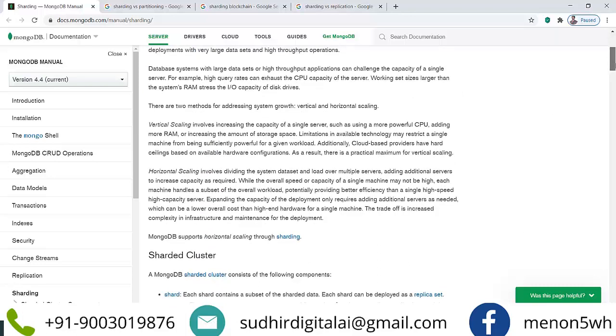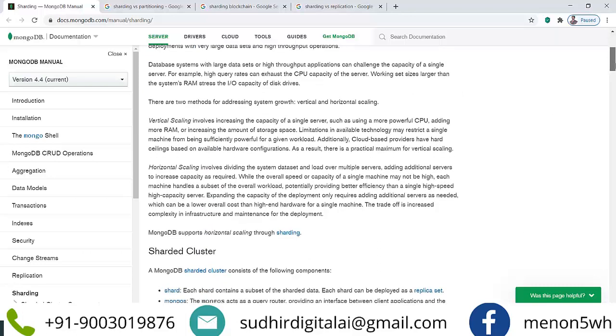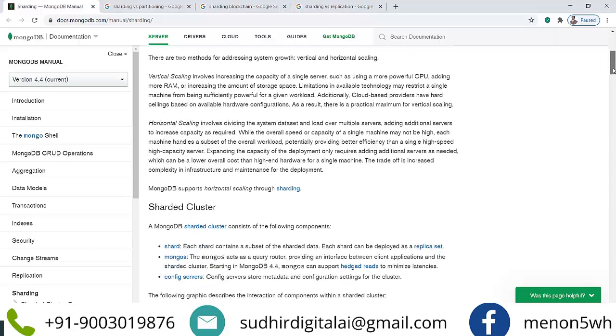You can have two methods of addressing system growth. One is vertical scaling, the second is horizontal scaling. Vertical scaling is increasing the capacity of a single server, which we are not talking about here. Horizontal scaling is dividing the system data sets and load over multiple servers. That's what we are trying to talk about briefly. MongoDB supports horizontal scaling through sharding.